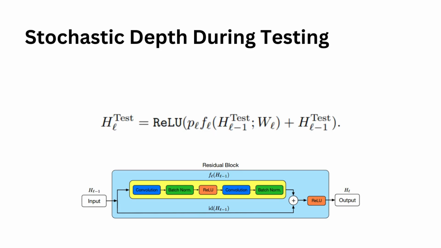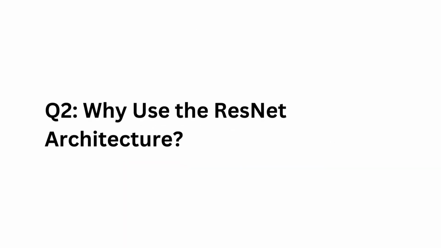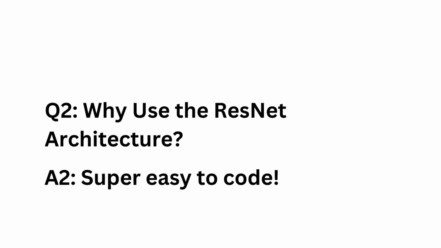At this time, the author proposed to multiply by the probability P the output of the function f. The choice is interesting, but as we'll see in the code later on, it might be more stable to just run it without multiplying by P. So this architecture change actually answered the following question: why use the ResNet architecture for stochastic depth? The answer is that it's very easy to implement in code, therefore making it a logical choice.